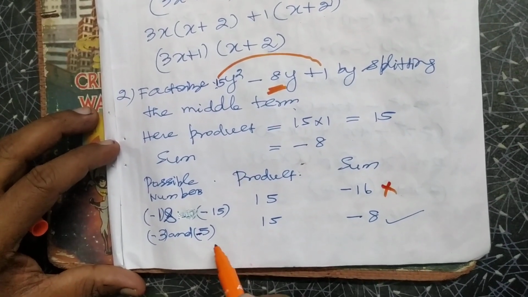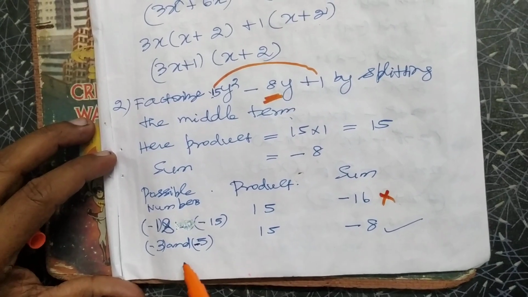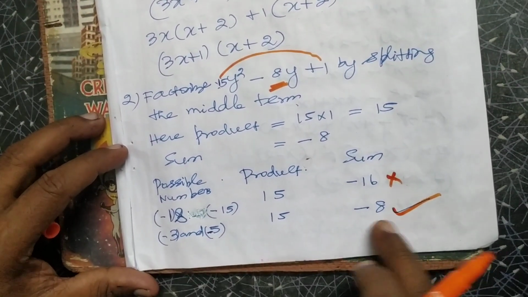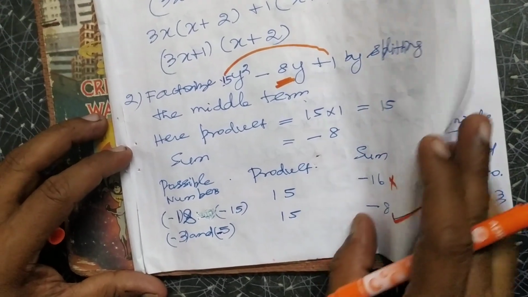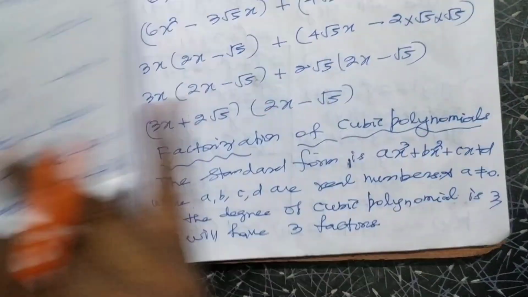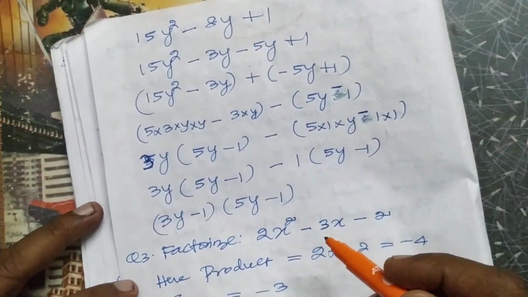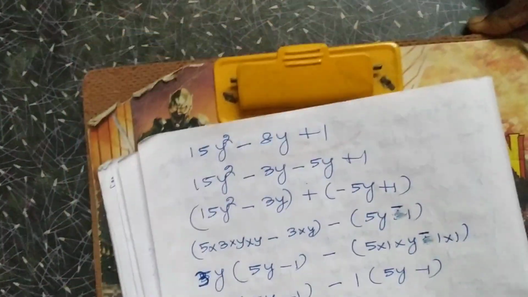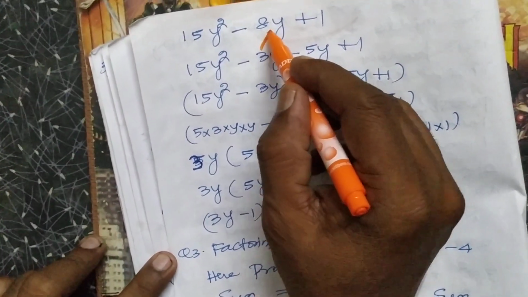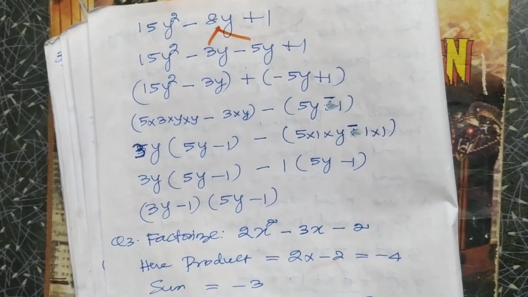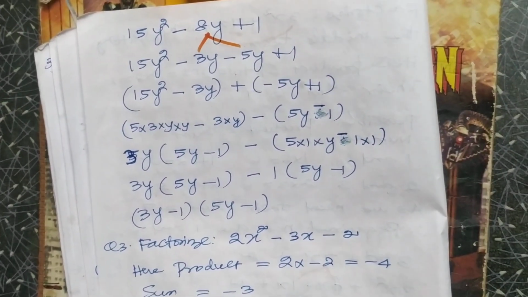Then minus 3 into minus 5 is 15, and when you add, you are getting minus 8. Therefore these are the correct, appropriate numbers. The required numbers are minus 3 and minus 5. Now 15y square minus 8y. Now minus 8y is split into two terms: minus 3y minus 5y. Then plus 1 you write as it is.